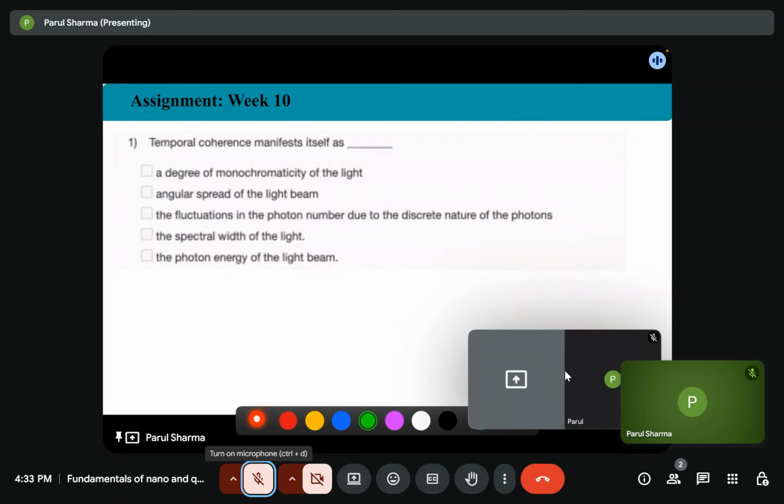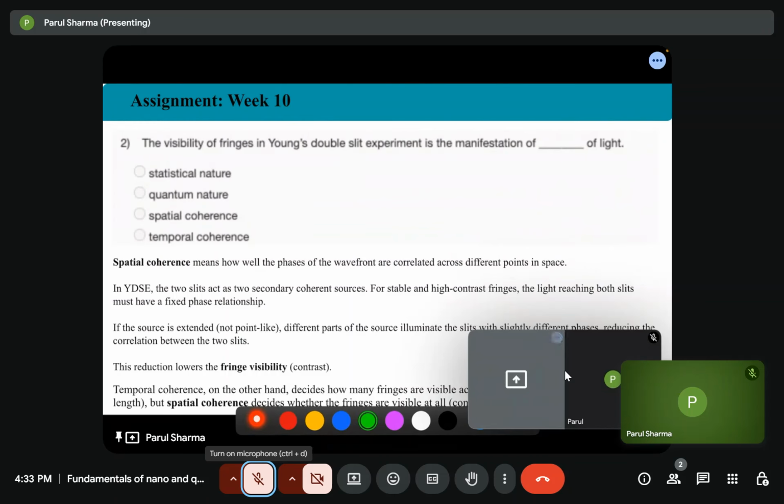Next is the visibility of fringes in Young's double slit experiment, a manifestation of statistical nature, quantum nature, spatial coherence, or temporal coherence.